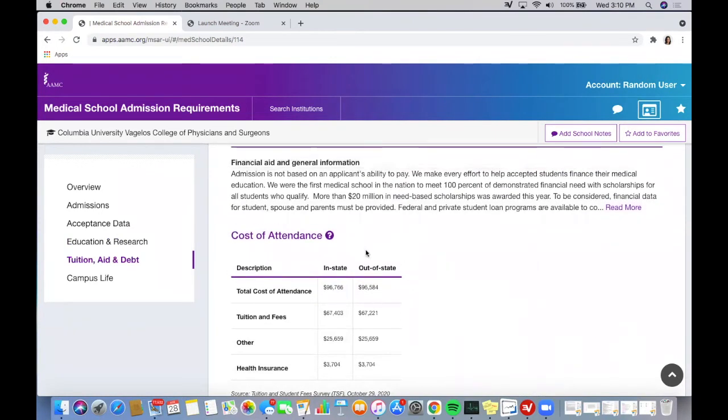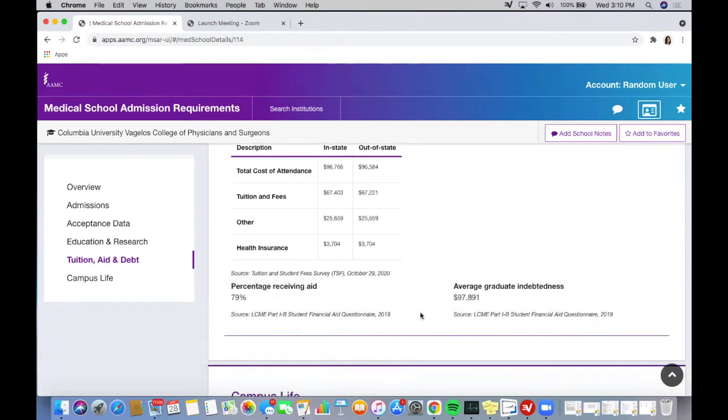So these out-of-state and in-state numbers are going to differ for state schools, right? But obviously for Columbia, there really isn't much difference for in-state versus out-of-state students. And then these two data points are also interesting. Percentage of students receiving aid: 79% of students receive aid. What is the average graduate indebtedness? It's about $98,000 for Columbia students.